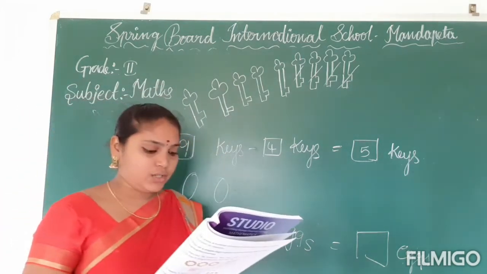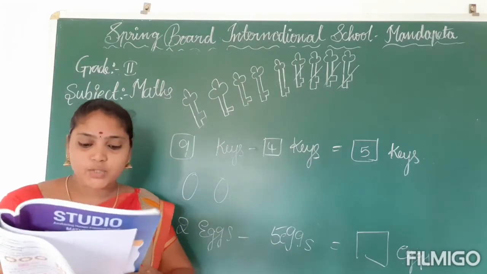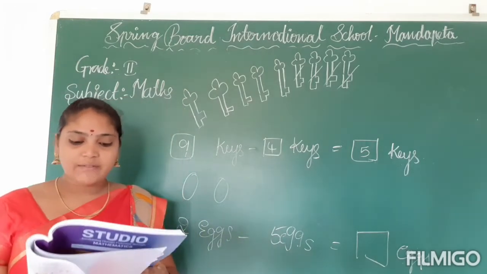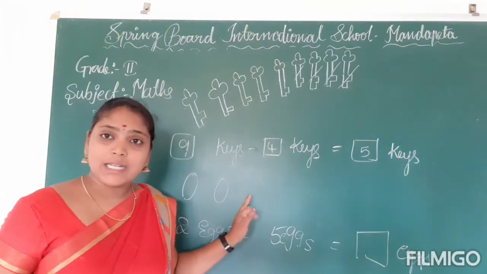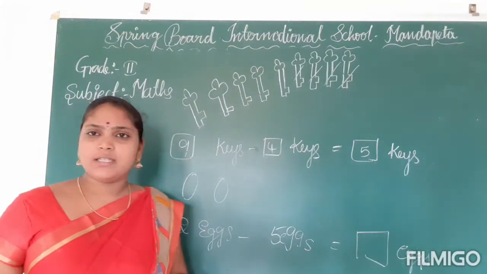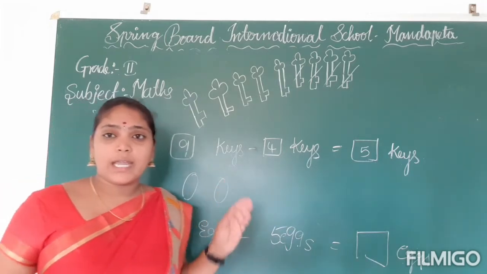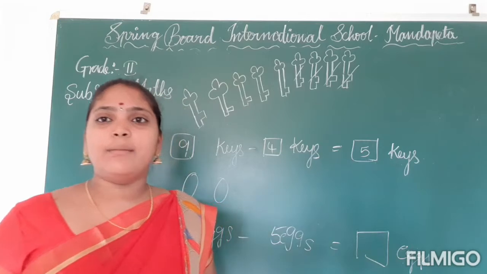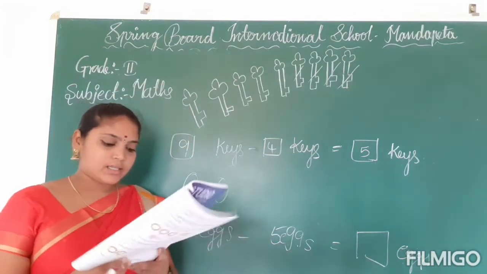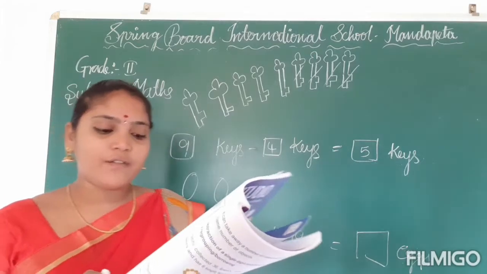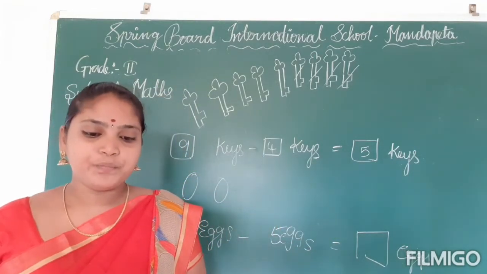Now, children, check the answer for the last question. Is it possible to strike off 5x from 2x? Here only 2x is given. No, why? Because here only 2x is given. That means we cannot subtract a bigger number from a smaller number. Is it possible to strike off 5x from 2x? No, you have to pick the option no.